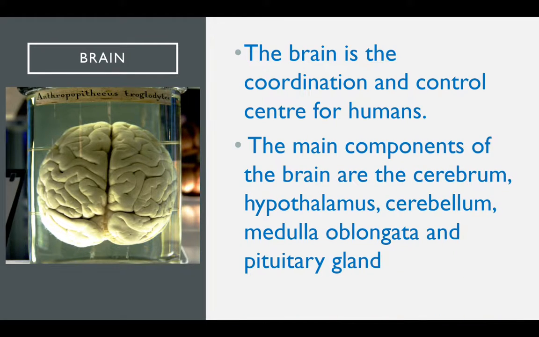The main components of the brain: it can be further divided into 5 components, meaning that the brain is made up of 5 components, which are the cerebrum, hypothalamus, cerebellum, medulla oblongata, and pituitary gland.